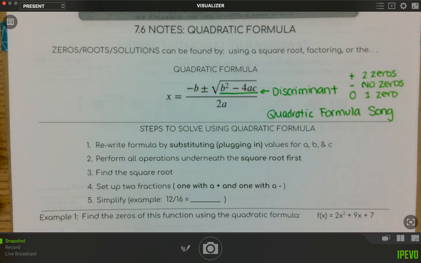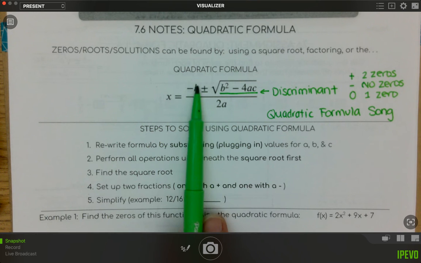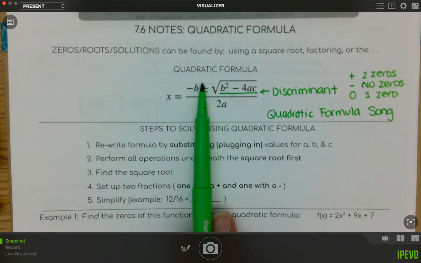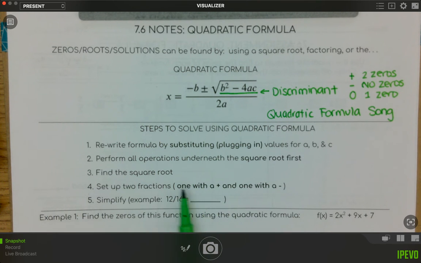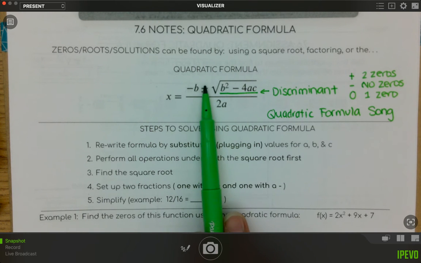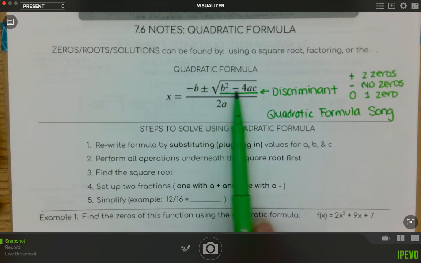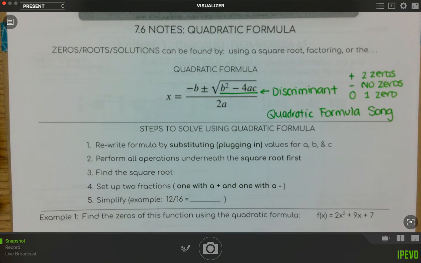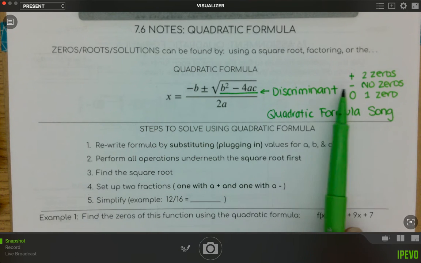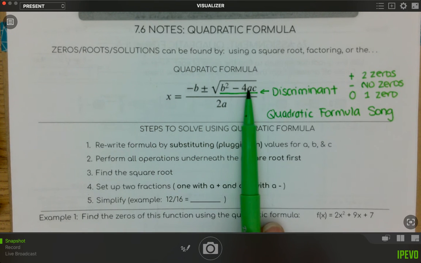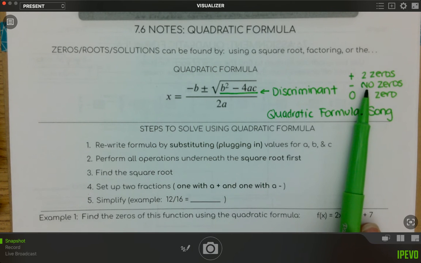The reason why is because there's this plus and minus in front. That's what this symbol means, is you have to split it up into one with a plus and one with a minus. If you add and subtract the square root of a positive number, that gives you 2 answers, one for the plus and one for the minus. If you plug in a negative number into that square root, you can't take the square root of a negative. That's why there's no answers.